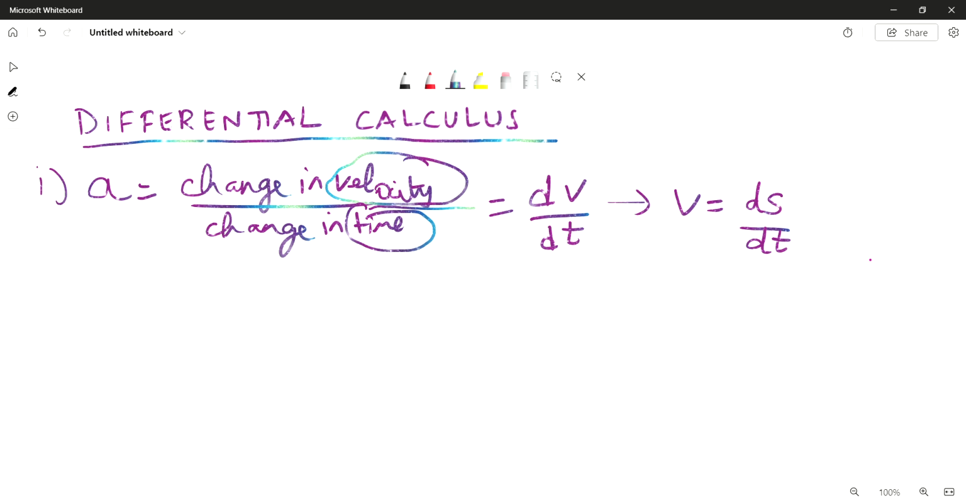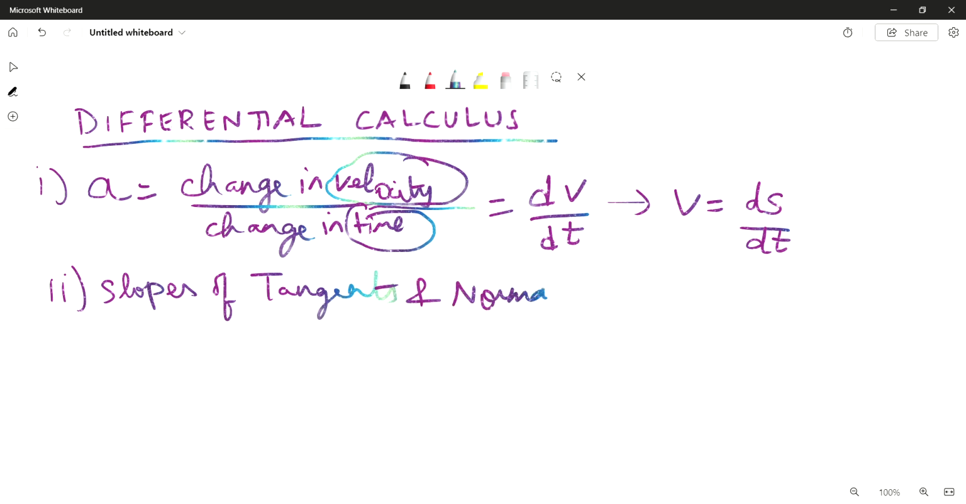And second of all, there is a very famous application, that is to find slopes of tangents and normals. From our previous chapters, we know tangents and normals. So what is a tangent? A tangent is a particular straight line that hits the curve at just one particular point. And a normal is a line that is perpendicular to the tangent. So we know these things.